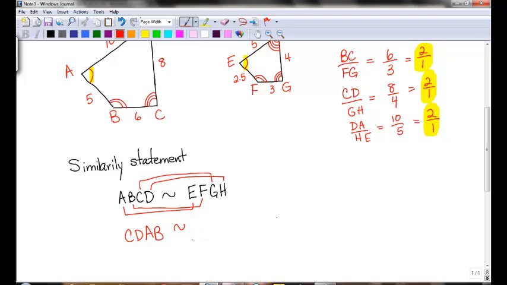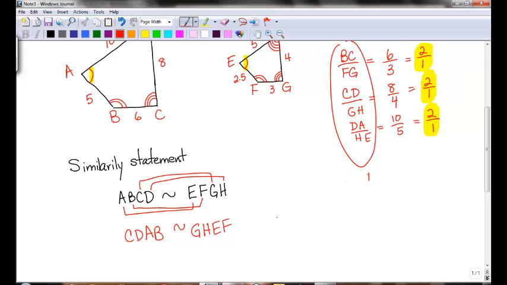Okay, I can do that. But now C is congruent to G, H, E, F. And that's correct. They have to be in the right order. Okay? And you could also write all of these are similar.